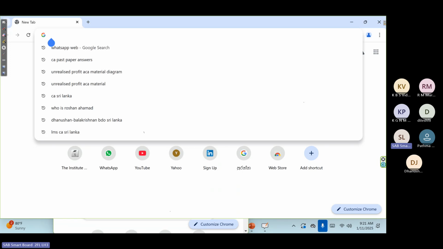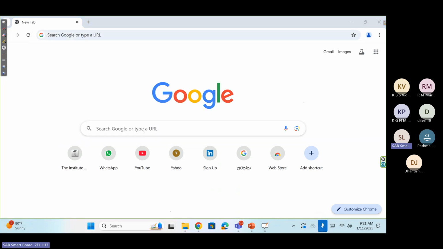Can't I get the keyboard here? Does anyone know how I can get the keyboard here? Is it here? This one?